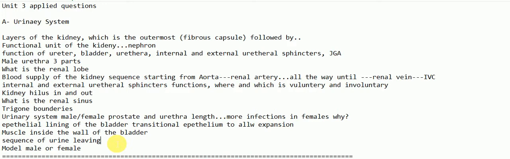This is the first point that will go to the minor calyx, to the major calyx, to the renal pelvis, to the ureters, to the bladder, and then to the urethra, to the outside.